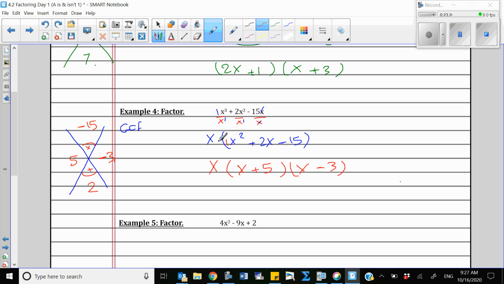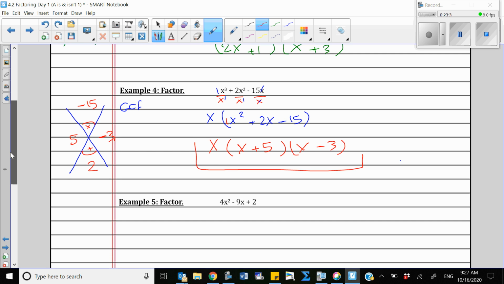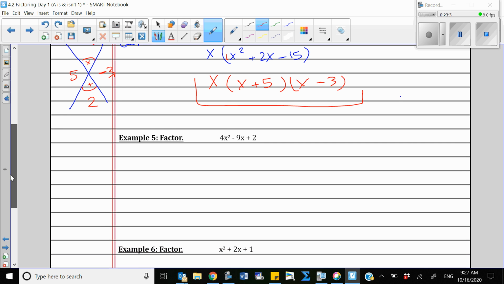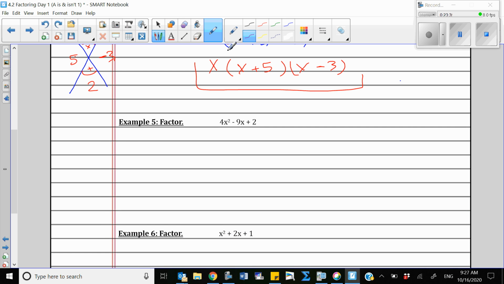What is my a value? It's 1. So just divided by 1 is itself. So I can stop here. And this is the factored form. Okay. Now let's go to the next one.